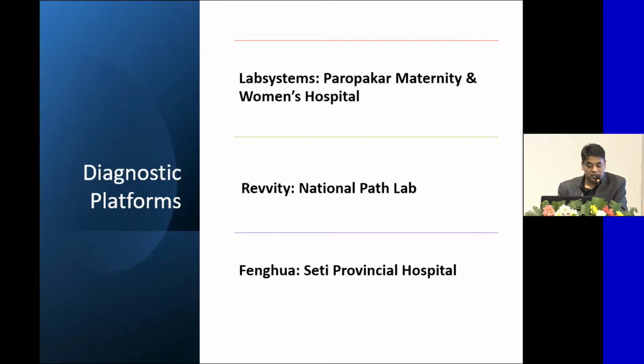They have already started this, and there is a system in the National Path Lab. They are the reference lab, so they have started this screening there. And the Fengua system has been installed in the Seti Provincial Hospital for this diagnosis. These are all, I think, immunofluorescent assays. But we have other systems like mass spectrometry, and as these are a bit expensive, the test is also going to be costly for newborn screening. So we might have to think about which system is good for Nepal.